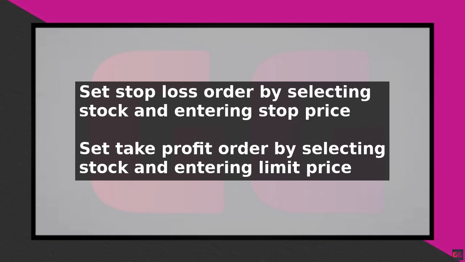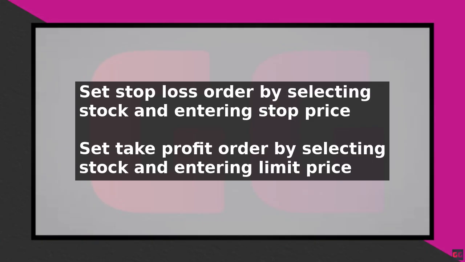When setting stop loss and take profit orders, consider your risk tolerance and investment goals. A general rule of thumb is to set a stop loss at 5 to 10% below your purchase price and a take profit at 10 to 20% above your purchase price. However, these percentages may vary depending on market conditions and your individual strategy.